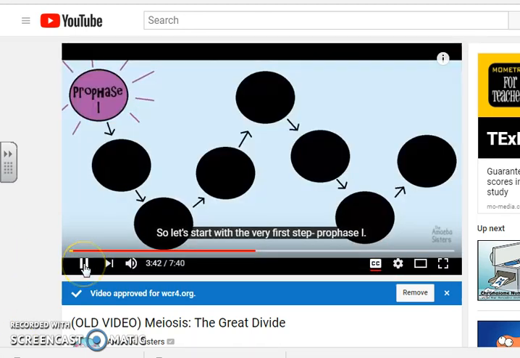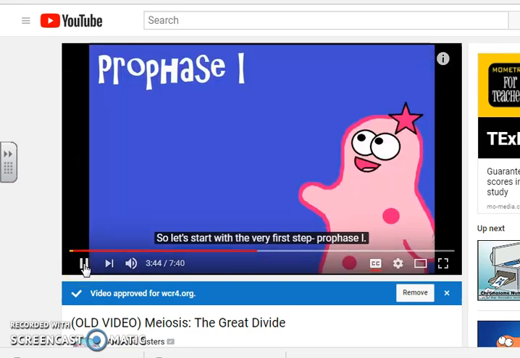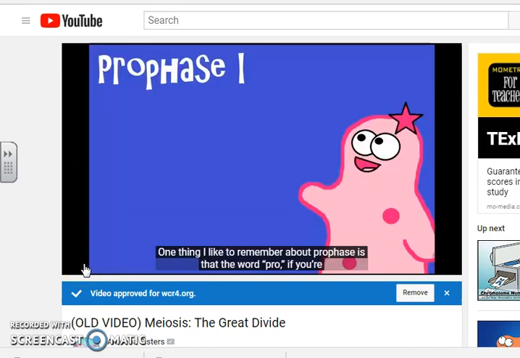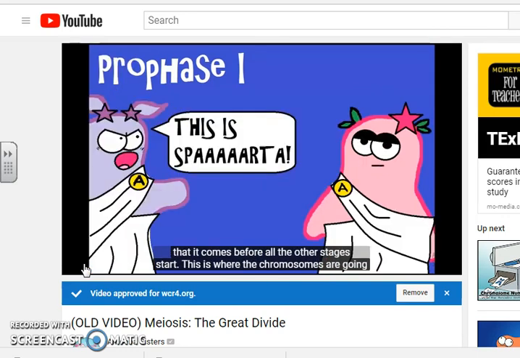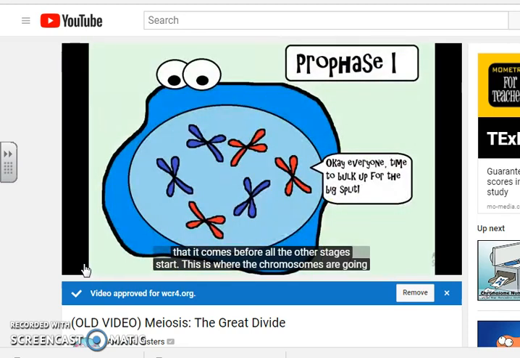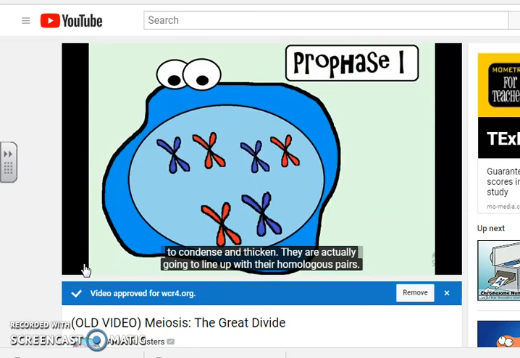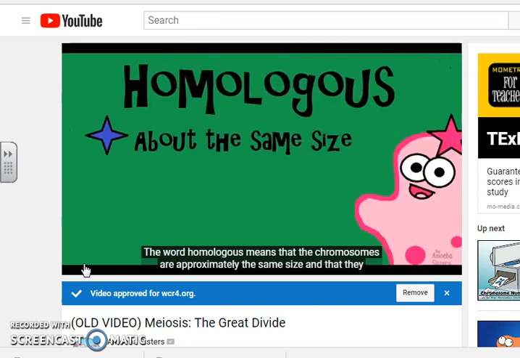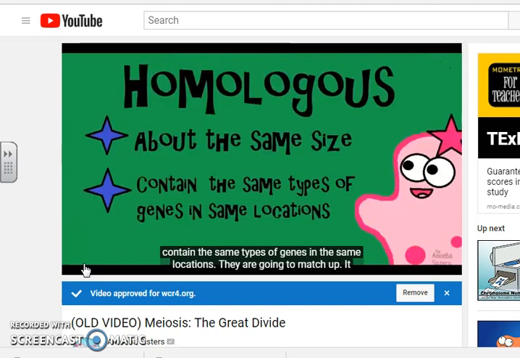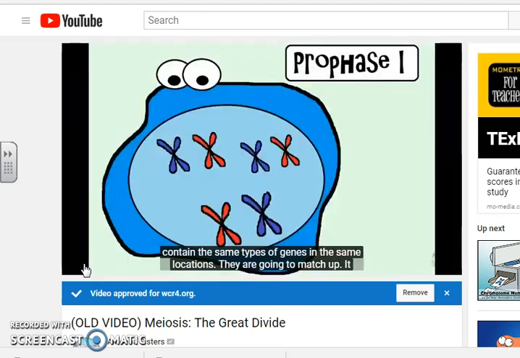So step, prophase 1. One thing I like to remember about prophase is the word pro. If you're talking about the Greek root, it actually means before. So it kind of helps to remember that it comes before all the other stages. This is where the chromosomes are going to condense and thicken. They're actually going to line up with their homologous pairs. The word homologous means that the chromosomes, they're approximately the same size and they contain the same types of genes in the same locations. So they're going to match up.